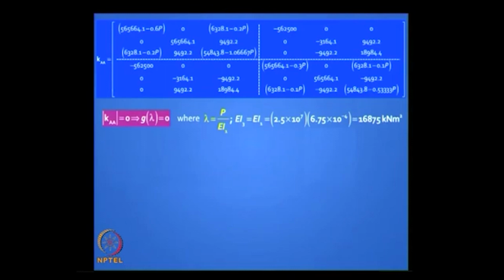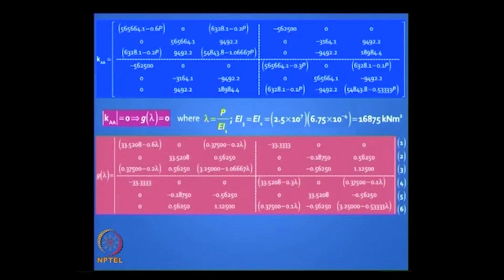Now you are going to deal with very large numbers, you can see there, 565 etc., you got 6 digits out there. So it is good to work with another alternative measure of the critical buckling load. So let us bring in lambda, which we can call P by EI of any of those columns, EI1 or EI3, they are both the same, and when you do that your equation simplifies to this format.